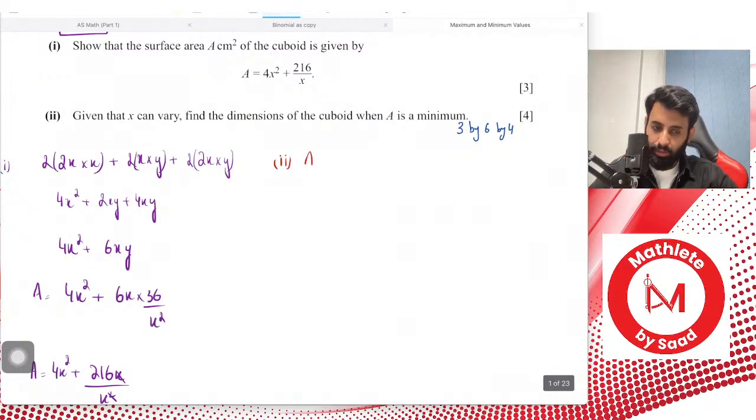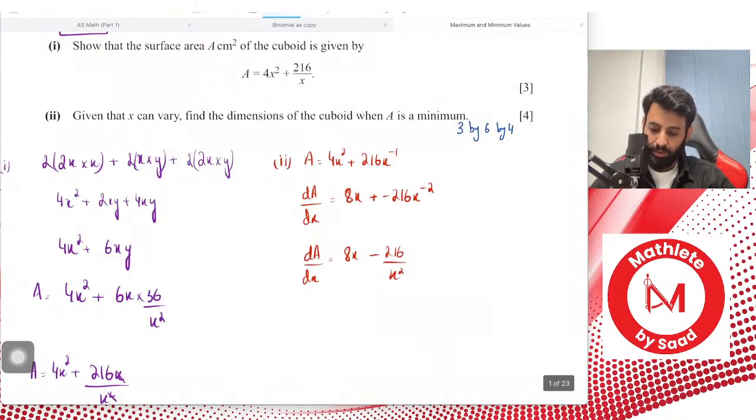So area is equals to 4x square plus 216 x to the power minus 1. Okay, so I haven't differentiated it yet. I've just made it differentiation ready. Okay, so dA upon dx, let's see what that looks like. So that looks like 8x plus minus 216 x to the power minus 1, so that's minus 2. That means dA upon dx is equals to 8x minus 216 upon x square.